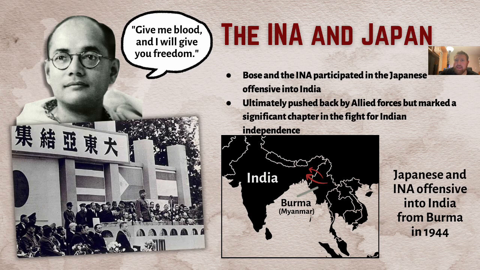The INA managed to advance into Indian territory and hoisted the Indian flag at Moirang and Manipur, but the campaign eventually faltered as the Japanese forces were pushed back in the broader Allied counteroffensive in Burma. Despite its military setbacks, the INA stirred considerable patriotism and political awareness across India.